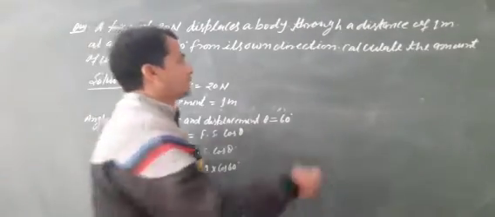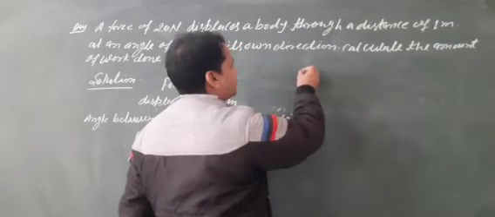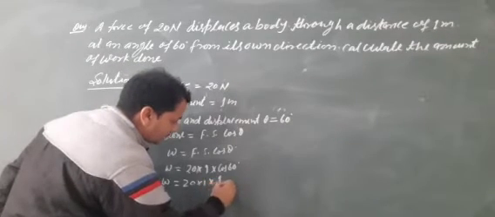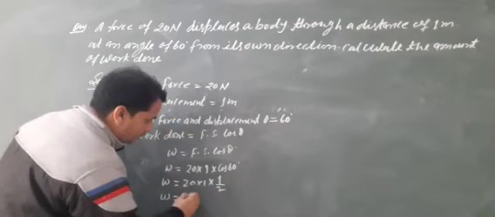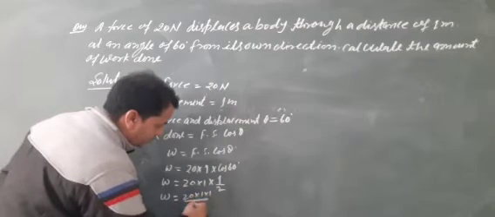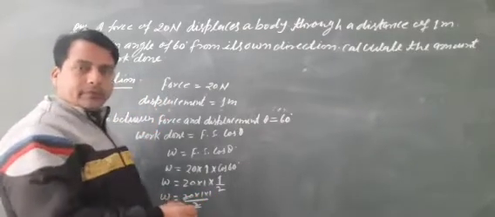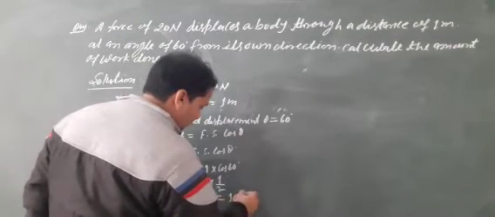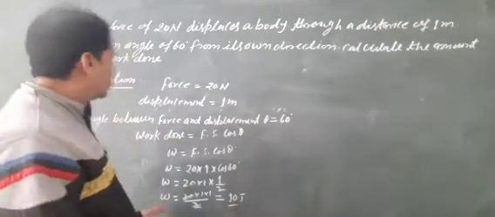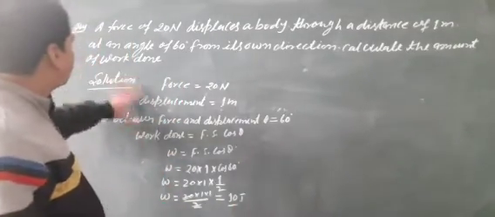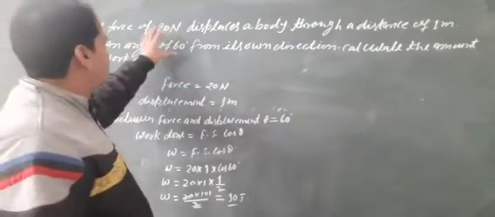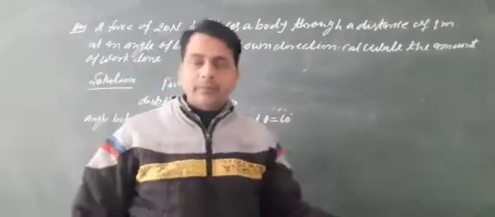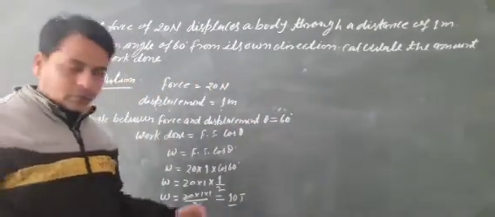We know that the value of cos 60 is 1 by 2. Then W equal to 20 into 1 into 1 by 2. Then 20 divided by 2, we can write here, that is 10 joule. So it is clear that the amount of work done when the force of 20 Newton acts on the body and the body is displaced through a distance of 1 meter is 10 joule.